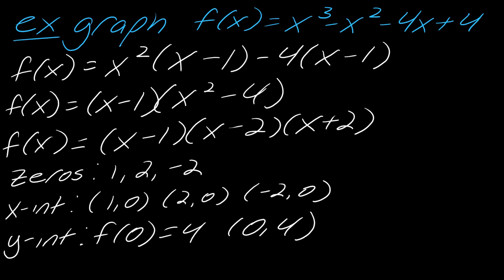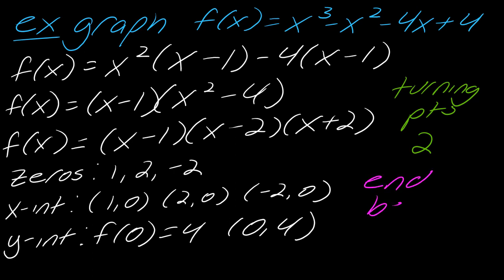Cool, so I have a whole lot of information now. Just a few other things I want to figure out. How many turning points am I going to have? Well, I have a turning point between each set of x-intercepts, so I'm going to have 2 turning points. And then for my end behavior, my dominating term is x cubed. So this function's ends are going to act like x cubed, so the end behavior is going to go like this. Okay, so let's make some space now and let's summarize all this information and graph this.